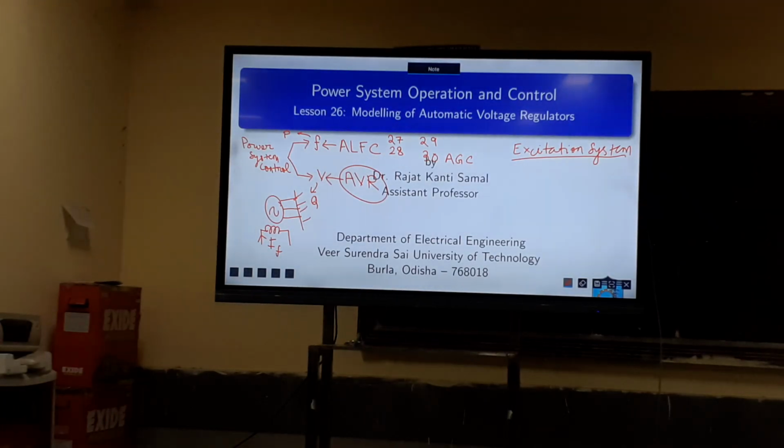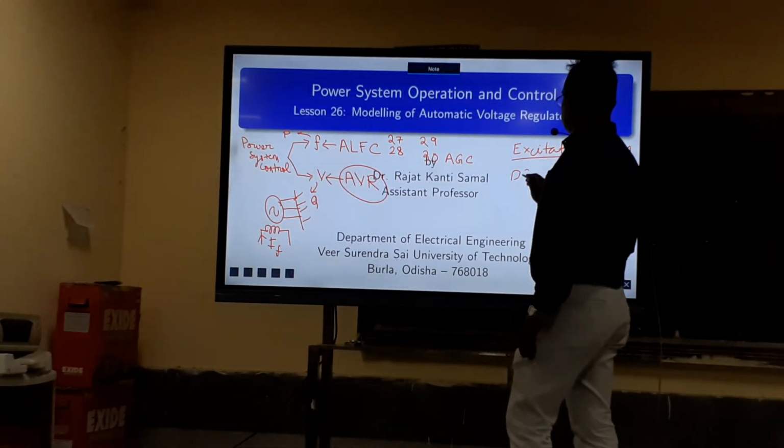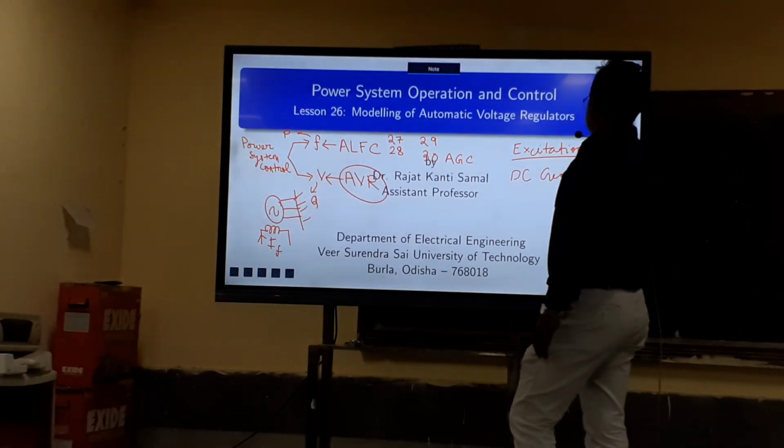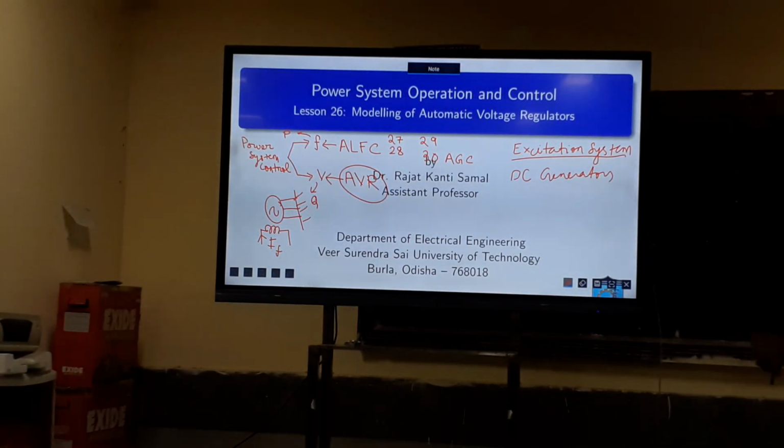The earliest, oldest power plants used simple DC generators. So you have one DC excitation system by means of DC generators. As simple as that. But now they are out of service. Not a single one is operating with DC now because of many problems associated with DC generators.